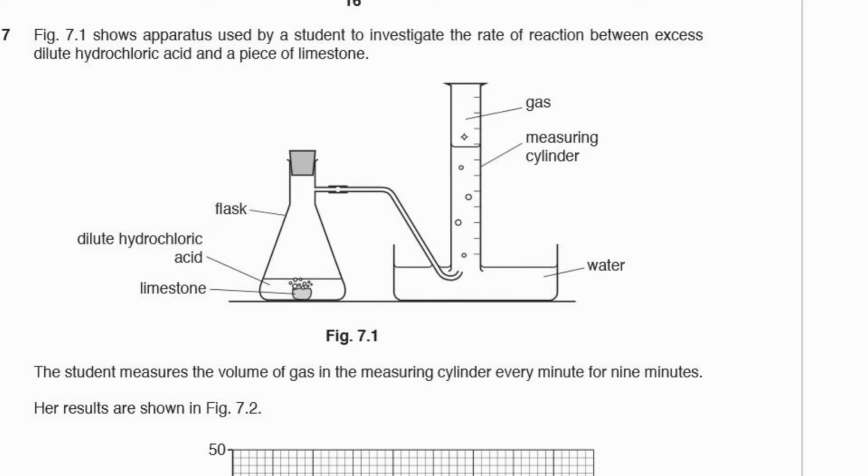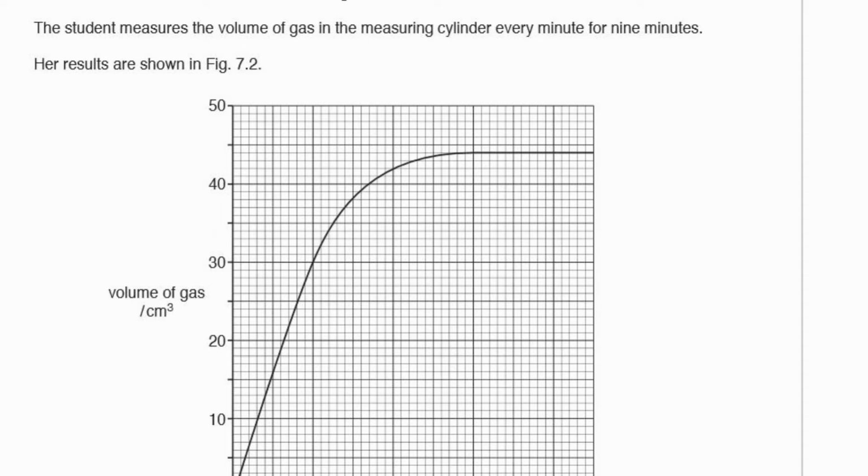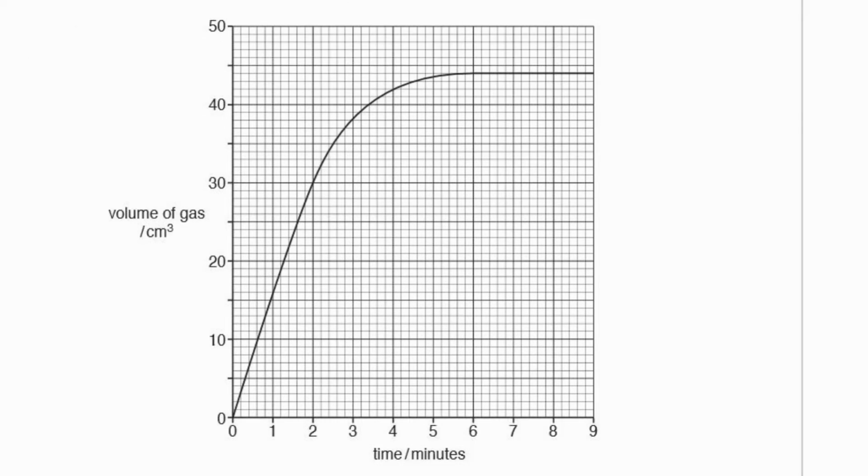Okay, and then you can measure how much gas is produced during the reaction, except for what dissolves in the water. The student measures the volume of gas in the measuring cylinder every minute for 9 minutes. Her results are shown in figure 7.2. So that is this graph right here. As you can see, the rate of reaction was quick and steady, and then it started to slow down until it reached a maximum and there was no more reaction occurring.